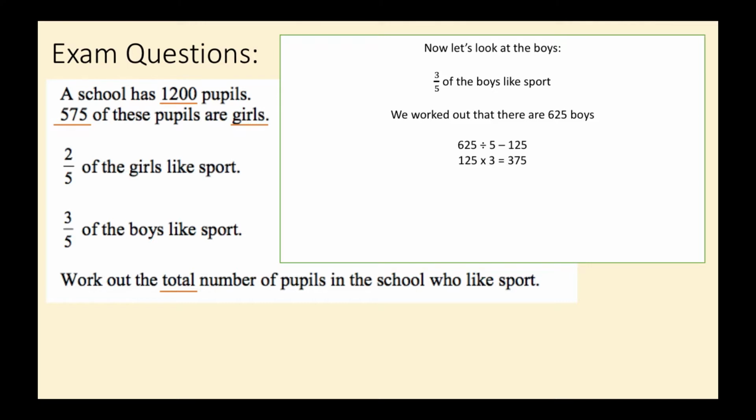Okay, and then we're just going to have to times that by 3 because that's what's on the top of our fraction, and that gives us 375. So 375 boys like sport and 230 girls like sport. Now it asks us for the total number of pupils in the school who like sport, so we just need to add those together, and that gives us 605. Okay, that's exam question 1 done. Let's have a look at another one. Please pause the video as we go, just to make sure that you're keeping up.